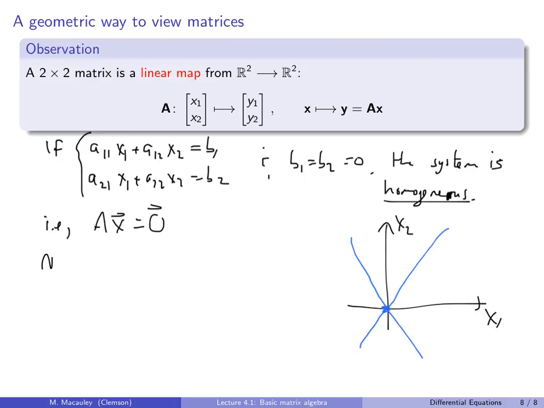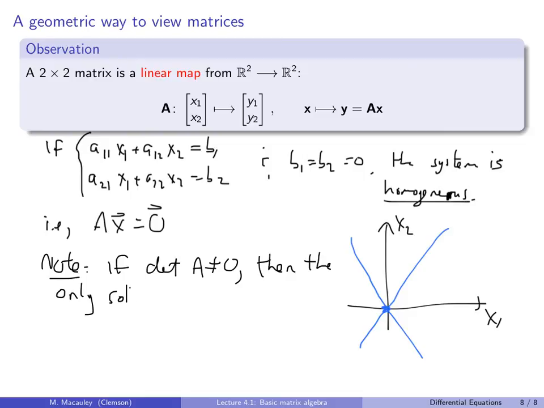One note, this may seem trivial, but it's worth mentioning because it will come up: if the determinant of A is non-zero, then this is the only solution. Because remember, if the determinant is 0, then these two lines are the same, and so we have two parallel lines that go through the origin, and there's infinitely many solutions. But if this is non-zero, these lines have different slopes. So here's the graphical reason why.